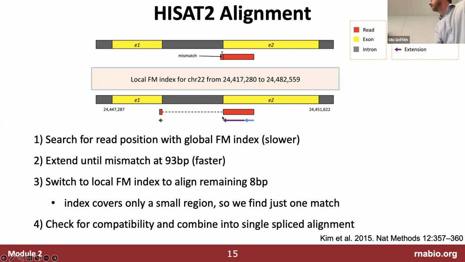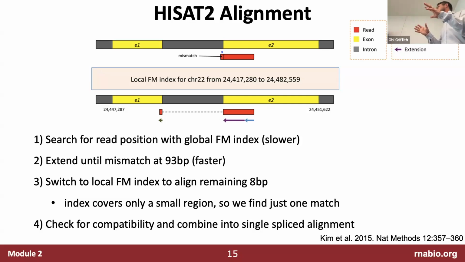But then it gets here and the read doesn't match anymore. So it pivots. It made it 93 bases in this case. It pivots and says, these last 8 bases aren't matching here. Let's find where they do match. But now, instead of searching the whole genome, I'm just going to search the local index because I have a place in the genome right now. I know the read is here somewhere, but it just doesn't match perfectly in this one region.